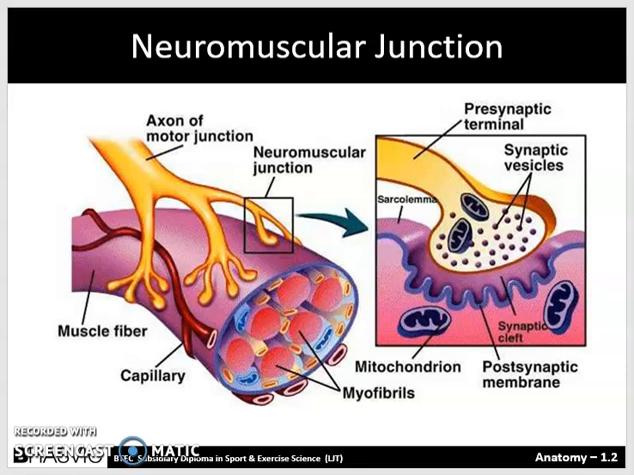The enzyme acetylcholinesterase is also present at the neuromuscular junction. It breaks down acetylcholine and in the process terminates its effect on the muscle fiber, thus ending the communication between the motor neuron and the muscle fiber.